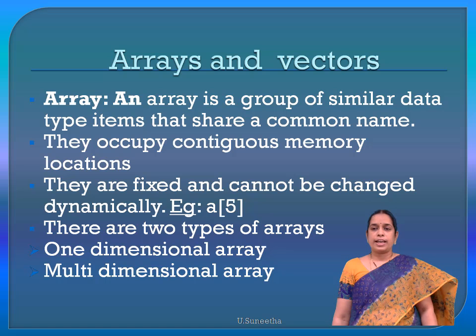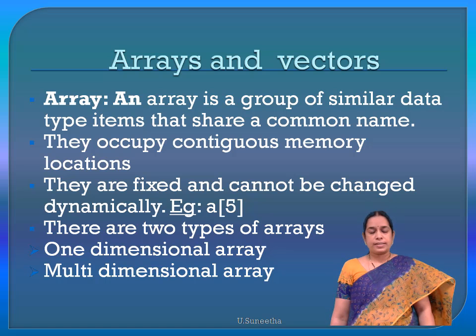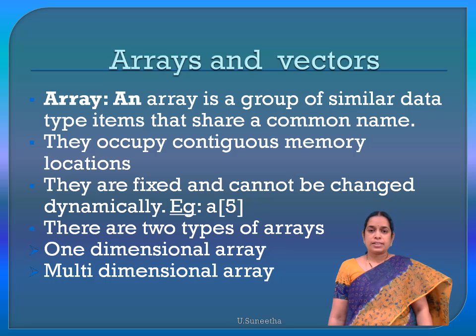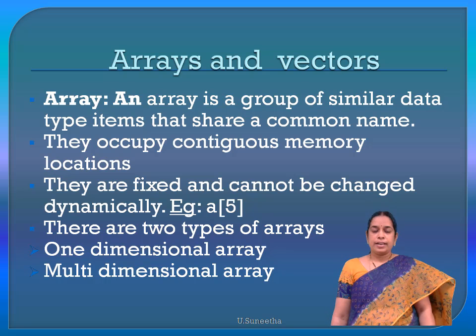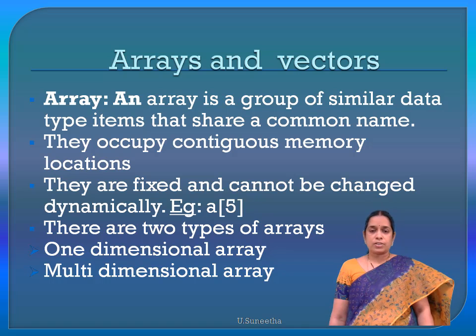Going to discuss arrays and vectors in Java. First, we will discuss arrays. An array is a group of similar data type elements that share a common name. That is, all the elements in the array will have the same name and same data type. The array elements are stored sequentially, that is, they occupy contiguous memory locations.